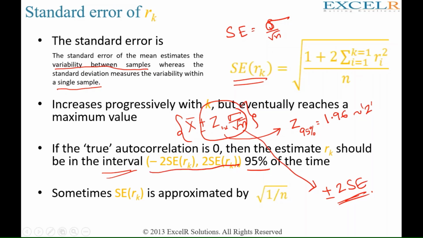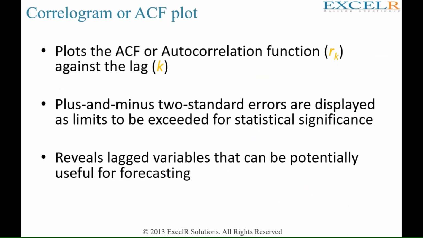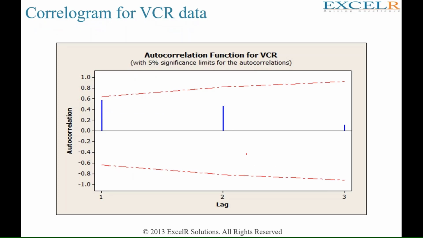Why do we need to know this plus minus 2 standard error? Because we are now going to look at another plot called an ACF plot or Correlogram. And if there is any lag which exceeds plus minus 2 standard error, it is considered to be statistically significant. And here we go. So here we have a plot. This red dotted line is plus 2 standard error. And this one here is minus 2 standard error.